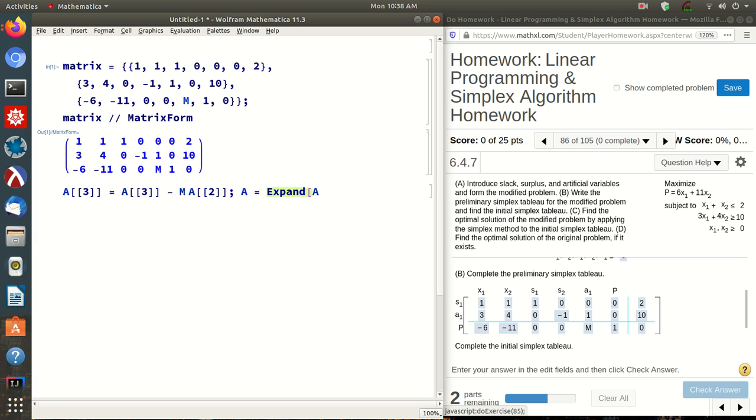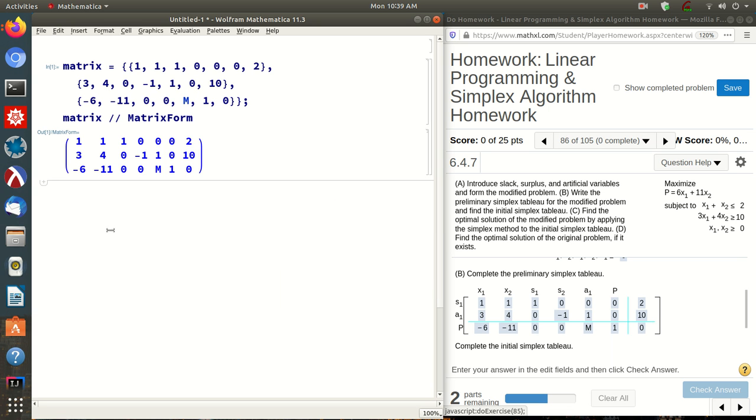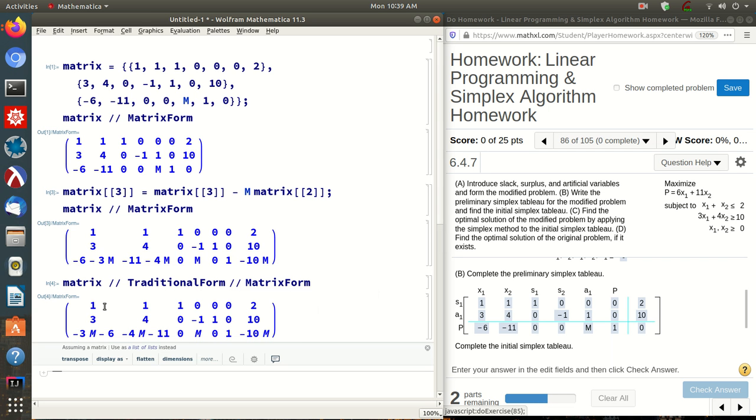Let's expand my result so it's easier to read. Why am I calling it matrix A? Matrix 3 is equal to matrix 3 minus m times matrix 2. Let's make it look a little bit nicer. Okay, a little easier to read.